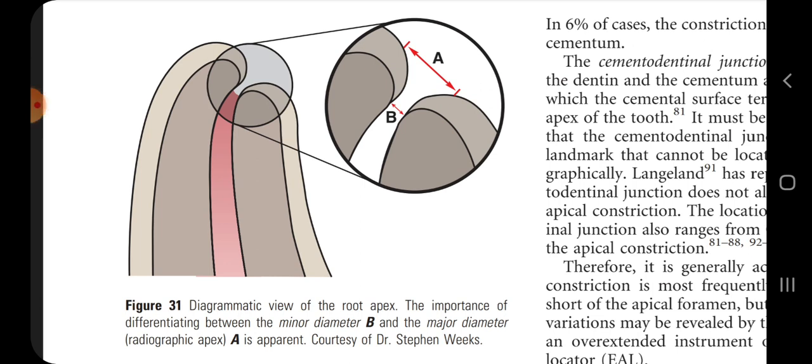The importance of differentiating between the minor diameter, that is the apical constriction, shown by the letter B, and the major diameter, that is the radiographic apex, shown by the letter A in the diagram, is apparent.